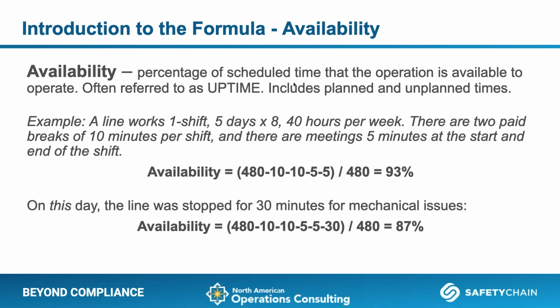So you take your available time, 8 hours times 60 minutes. You're taking out your downtime. You get a 93% availability. Now on this day, whatever day, the line will stop for 30 minutes for mechanical issues. So you take out another 30 minutes, and now the line was only available at 87% of that time.